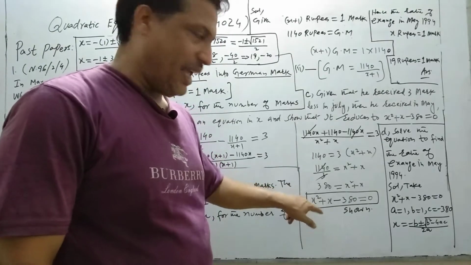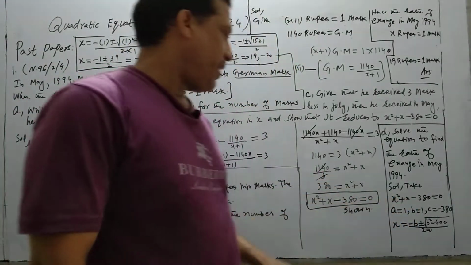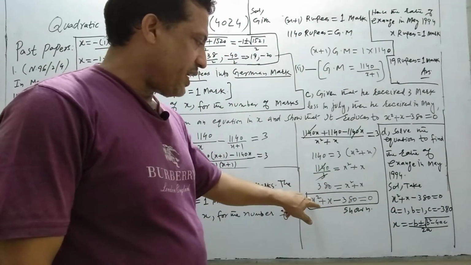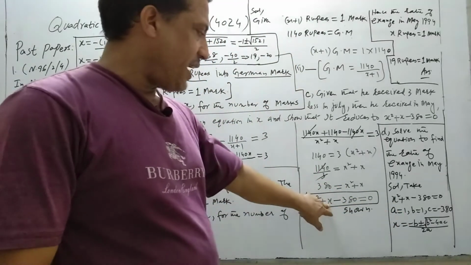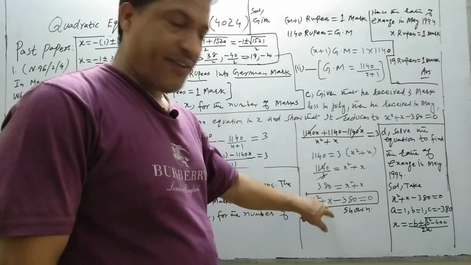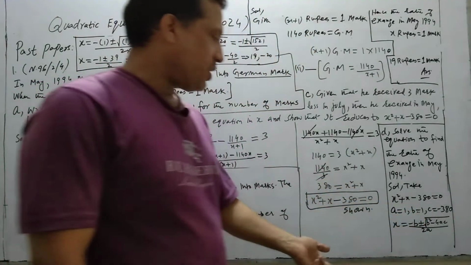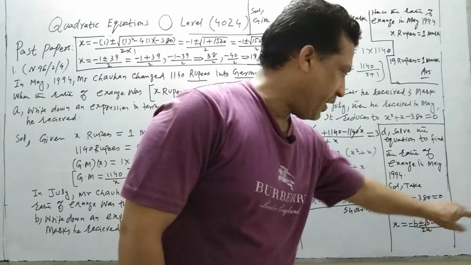We call a, a is 1. Why? The coefficient of x square is nothing in this case. If nothing, then 1. What is the coefficient of x in this case? Nothing. If nothing, then 1. And what is constant? C is minus 380.